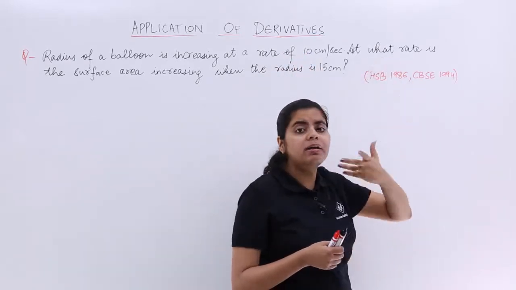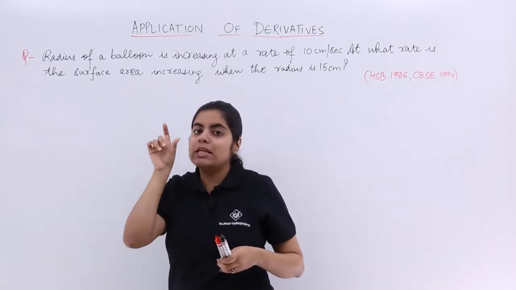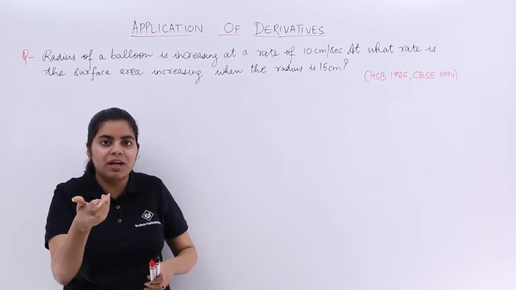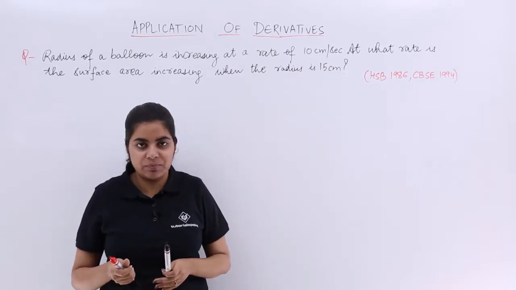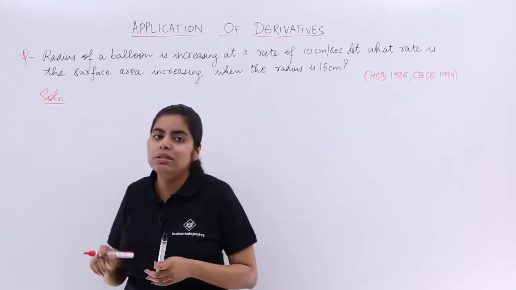It says, at what rate is the surface area increasing? Now, when it has talked about the change of radius, it is asking you about the rate of change of the surface area when the radius is 15 centimeter. So, how to do these types of questions? It's the first question, let's take it in more detail.